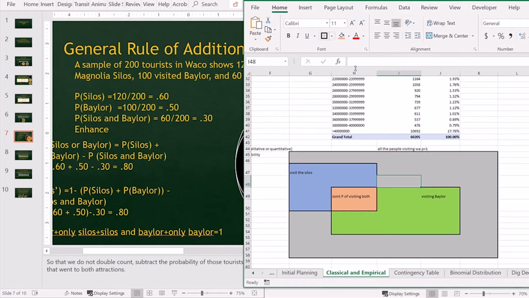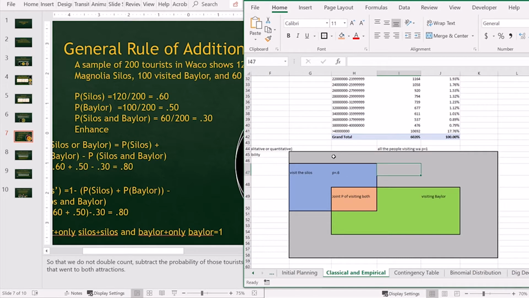We surveyed 200 people. Of those 200 people, 120 of them said that they visited the silos. Okay, so what is the probability of them coming to Waco and visiting the silos? If we surveyed 200 people and 120 of them said that they visited the silos, what is it? 0.6. So the probability of them visiting the silos is going to equal 0.6.